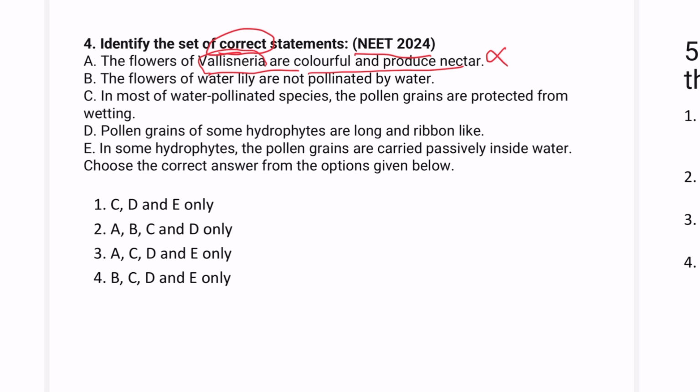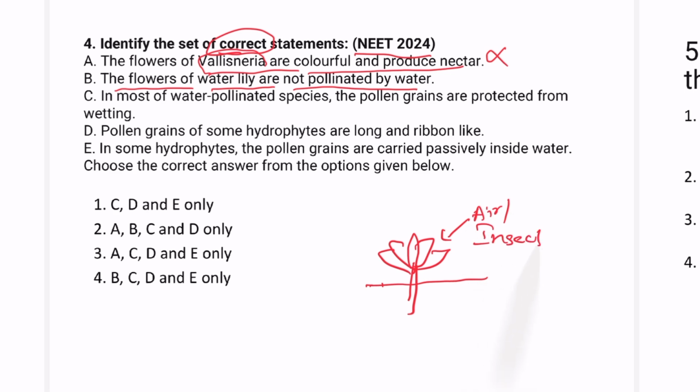And the next statement, the flowers of water lily are not pollinated by water. Yes, it is right, because when we look at water lily, the flower is going to emerge above the level of water. When the flower emerges above the level of water, then the pollination is going to be by air or insect. So because of this, the second statement, statement B, is going to be right.